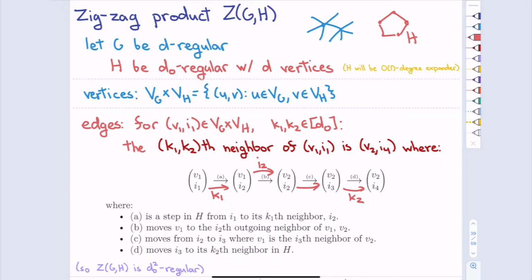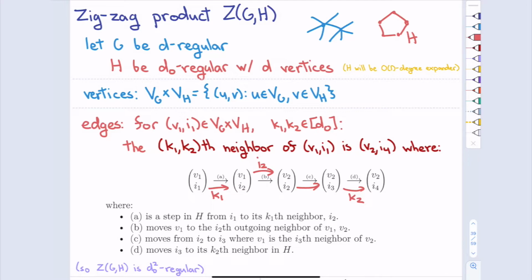Okay. We're eventually going to take H to be a constant degree expander. So D0 will be a constant. D might be really big, a really big degree, and I want to drive it down. So I throw in this constant degree expander to semi-simulate choosing random steps in G. Instead of taking a random step in G, I take a random step in my expander, use that to choose a neighbor in G, and then I do a little extra stuff for technical reasons.